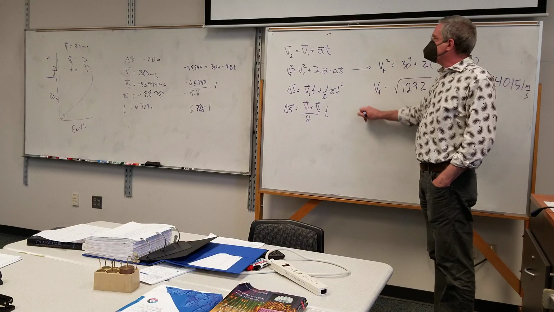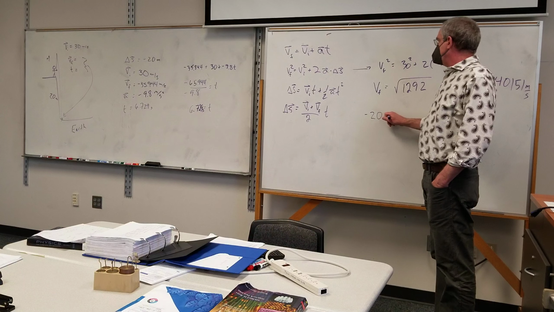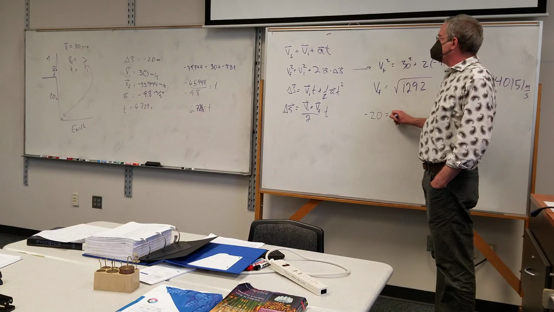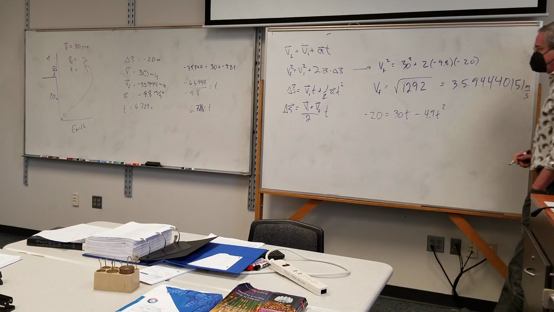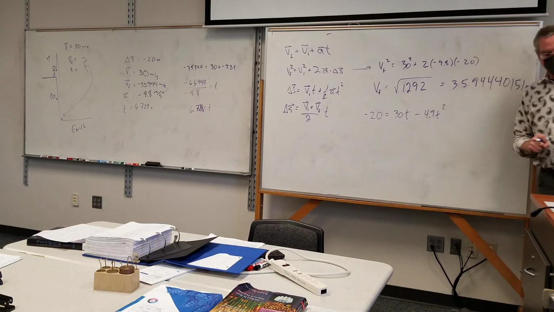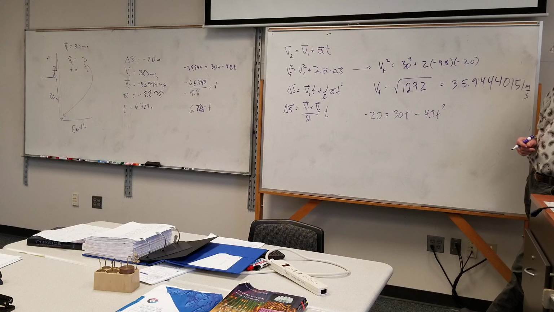If we plug into this equation here, you get negative 20 is equal to 30t minus 4.9t squared. Half times 9.8, that's where the 4.9 comes from. I have a quadratic equation, and how do we solve quadratic equations the simple way? By using the quadratic formula. What do we need to do to get it ready for the quadratic formula? Make it equal to 0. Yeah, so adding the 20 will do.